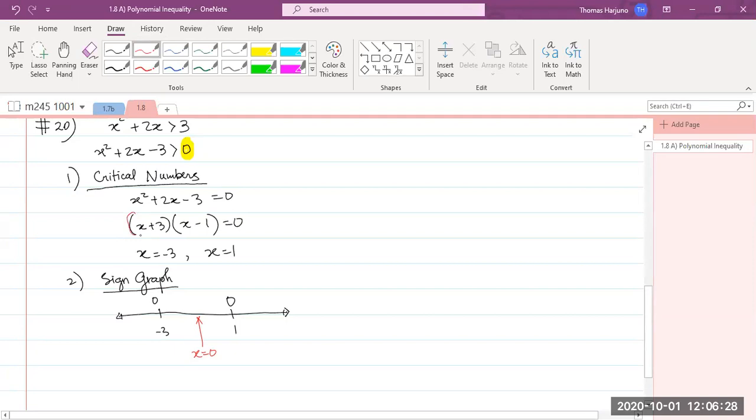When you plug in here, the first factor is positive or negative? Zero plus 3 is positive, right? And the second factor, 0 minus 1, is negative. So the product is negative. Now do the same with the testing point that you use here. Let's say I have x equals 5. 5 plus 3 is positive 8. 5 minus 1 is positive 4. Positive times positive is positive.